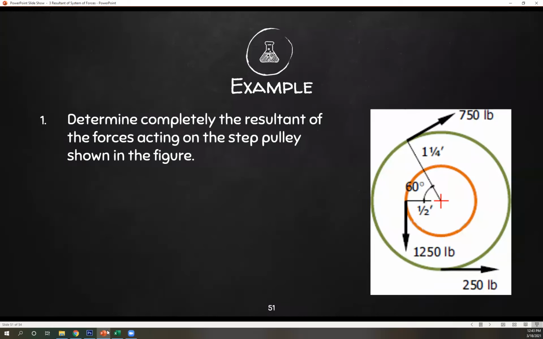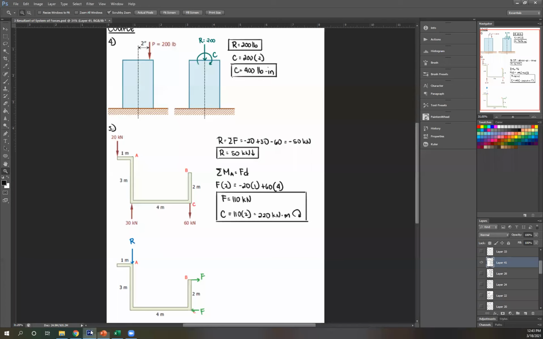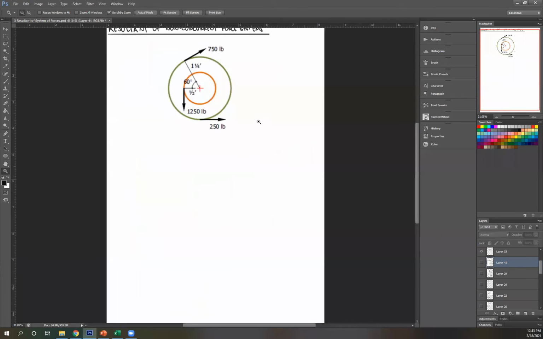Determine completely the resultant of the forces acting on the step pulley shown in the figure. When we say determine completely, that is getting the magnitude of your resultant, its inclination, which is the angle from the x-axis, and its position. So three things. Let's start with magnitude since that's the easiest. Okay, this is number 1.